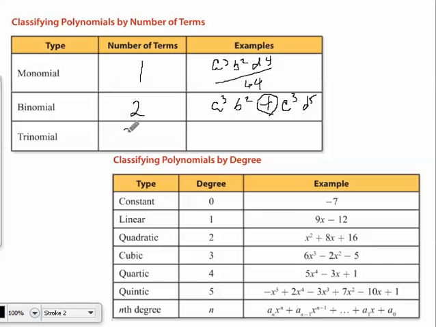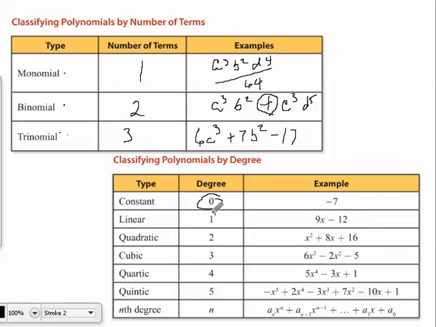A trinomial has 3 things being added together. 6a cubed plus 7b squared minus 17. Trinomial. Okay? It's just a matter of how many terms they have. Monomial, binomial, trinomial. Okay? Now, if we're looking at their degree, if it's a constant, the degree is 0.